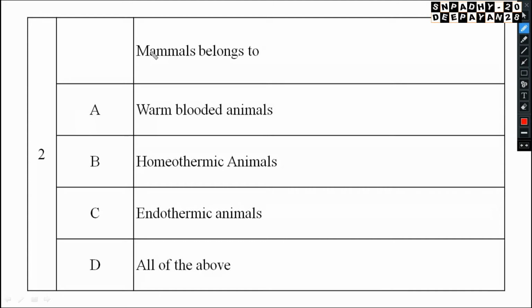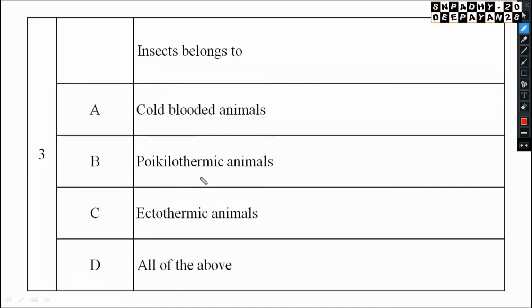Then coming to the second question, these mammals belong to which category? The options are warm blooded, homeothermic, endothermic and all of the above. We have already discussed warm blooded. Now, homeothermic: homo means they can maintain a constant body temperature. Endo means they depend upon inside physiological processes to maintain the temperature. So the answer is all of the above. All options are correct.